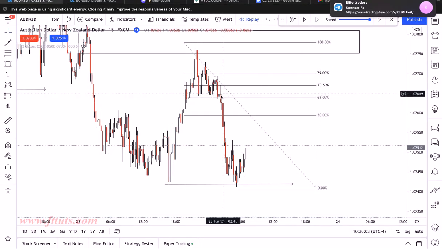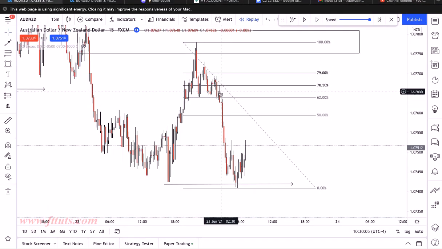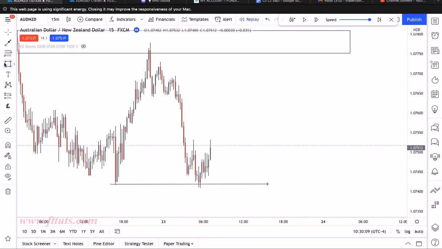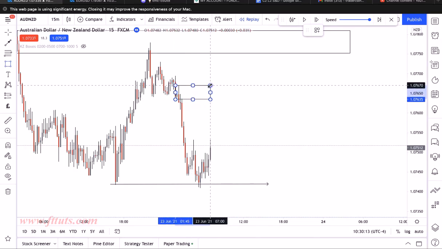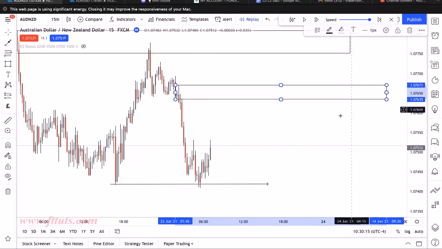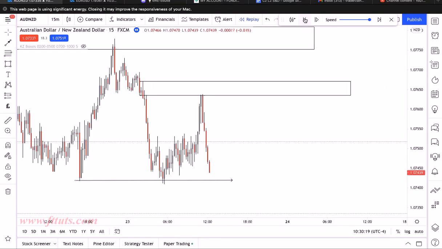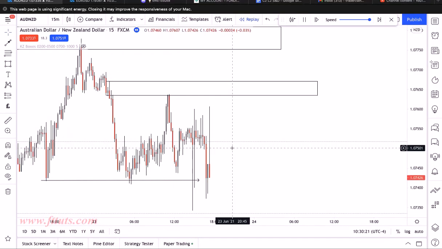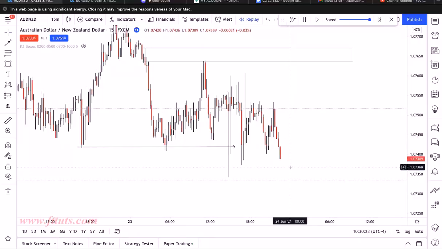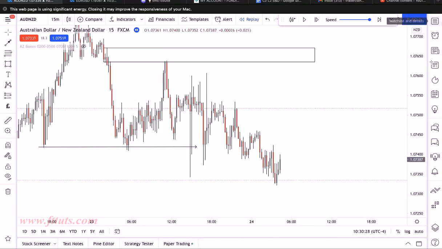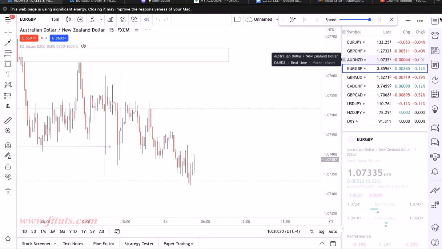The 62%, we can clearly identify this 15-minute indecision candle right over here, right? So now let's mark that out. We've got stop loss right there. And let's wait for price to react off it. There we go, sniper entry. And price continued to sell off, right? I hope that was fairly straightforward. If you want, I can show you another example.